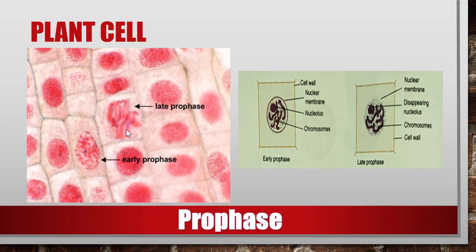Prophase is actually observable in two different phases. This is the early prophase, where the chromosomes are less condensed, while in the late prophase you can find they become larger in size. Moreover, here the nuclear membrane is present in the early phase, but in the late phase you can see that the nuclear membrane is slowly disappearing, and here you cannot figure out where the nuclear membrane is.